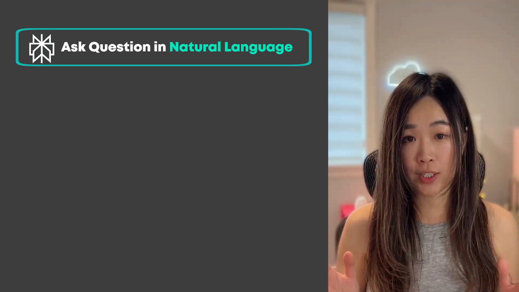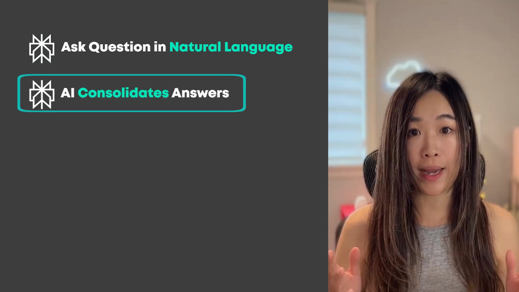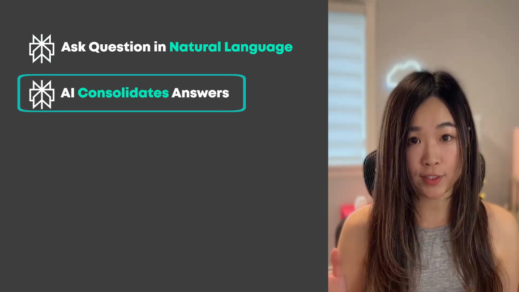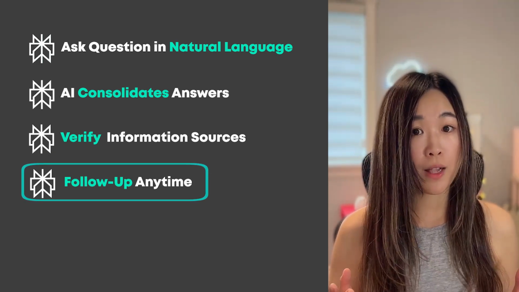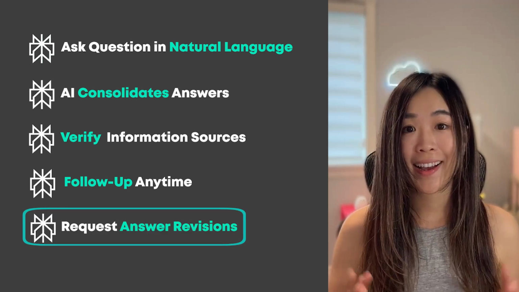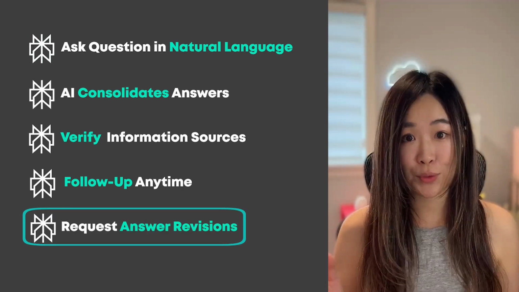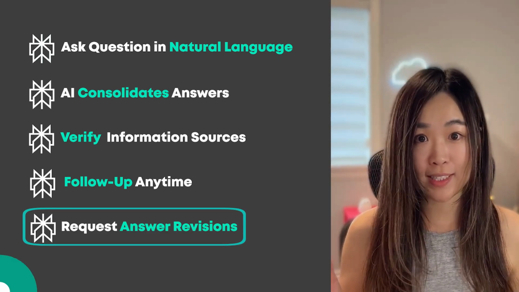We can see that now Perplexity is way better than the old way of searching. You can ask questions in natural language, and the AI combines information to give you a clear single answer, and its answers are verifiable with sources you can visit. You can also follow up with additional questions anytime, and you can even ask it to rewrite the answer if you don't like it. This is what makes Perplexity so powerful.